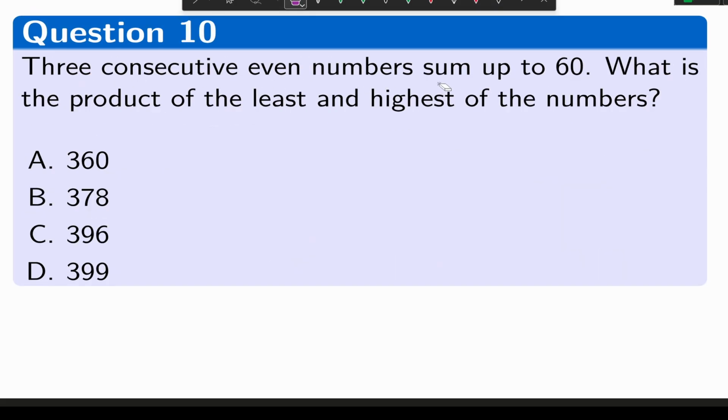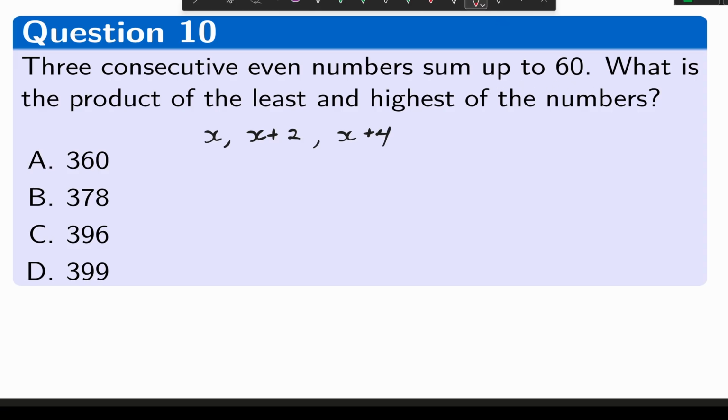Three consecutive even numbers sum up to 60. What is the product of the least and the highest of the numbers? Solution. So the first step is to find these three even numbers, and then we can find the product of the highest and the least of these numbers, right? So let the first of these numbers be equal to x, right? Then the next number is going to be x plus 2, right? And then the next one is going to be x plus 4 because they are even and they are also consecutive, right?